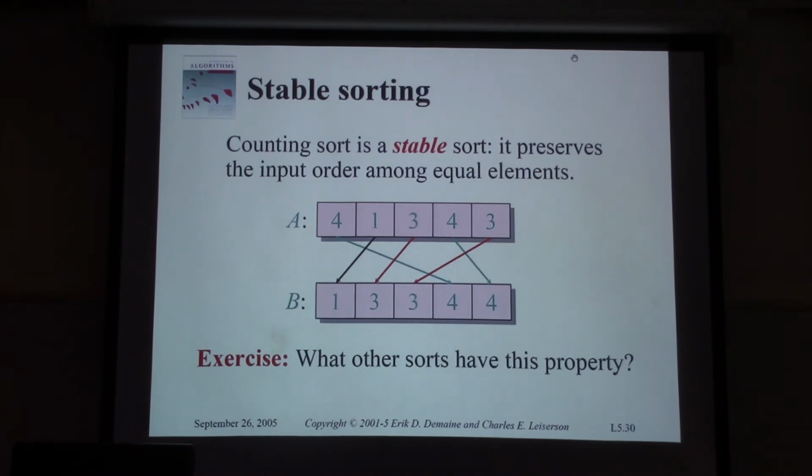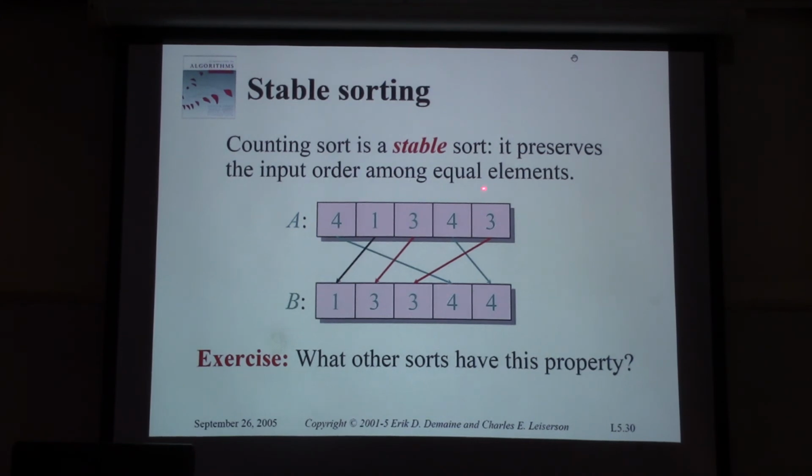Counting sort is what we call a stable sort. It preserves the input order among equal elements. It means that if you have two 4s and they're out of order, when you sort them, they're going to keep the same order as they had in the initial array. So it's a stable sort, meaning it's not going to switch equal elements relative to each other. Okay? What other sorts have this property?